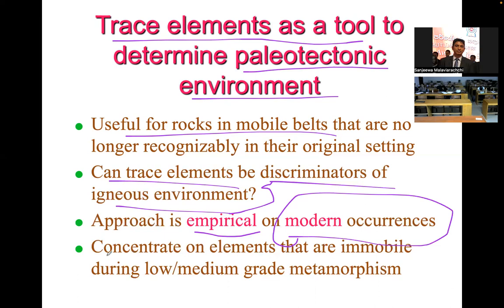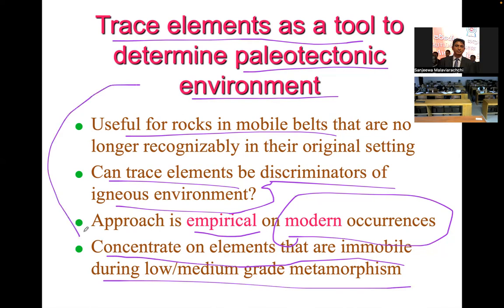So doing this, we have to focus on elements that are immobile during low to medium grade metamorphism, because in a lot of tectonic environment interpretations, we are faced with a lot of metamorphic rocks as well, right? So in this low to medium grade metamorphism, we still think all these igneous hypotheses can be applied directly as they are, because it is low grade or medium grade metamorphism, where temperatures are not large enough to reset their geochemical behaviors, right?